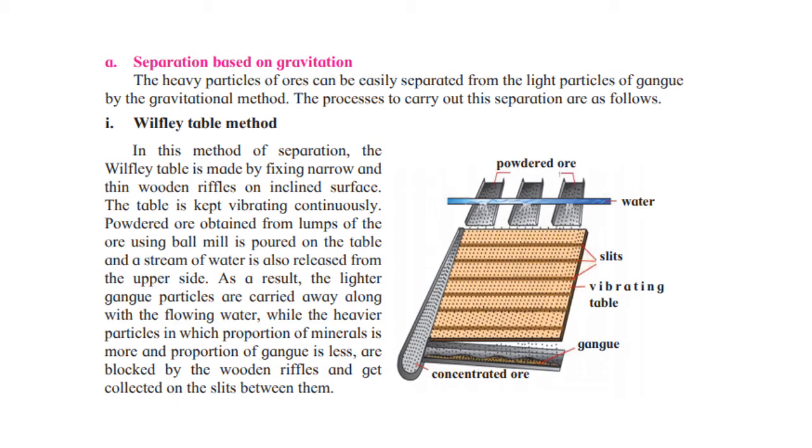As a result, the lighter gangue particles, that is the impurities which are light, are carried away along with the flowing water, while the heavier particles, in which the proportion of mineral is more and the proportion of impurity is less, are blocked by the wooden riffles and get collected down in the slits between them. See, look at over there. So the gangue gets separated, while the impurities are separated and the pure metal is also separated.